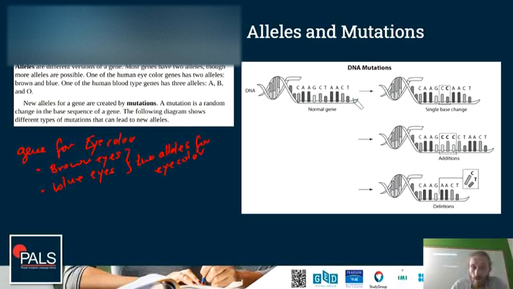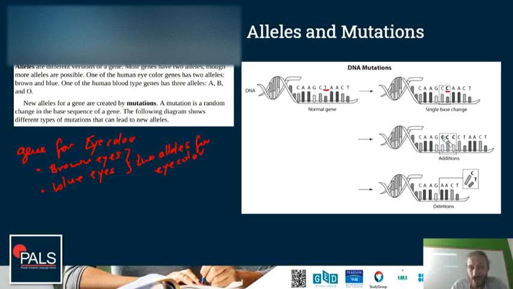So here we see the normal gene with its base sequence. We've learned we have the four bases, C, A, G, and T. We have a certain sequence here, and this sequence can mutate in different ways. We could exchange a single base, so this becomes a C. Before we can see it was a T here, now it is a C. This would be a single base change mutation.